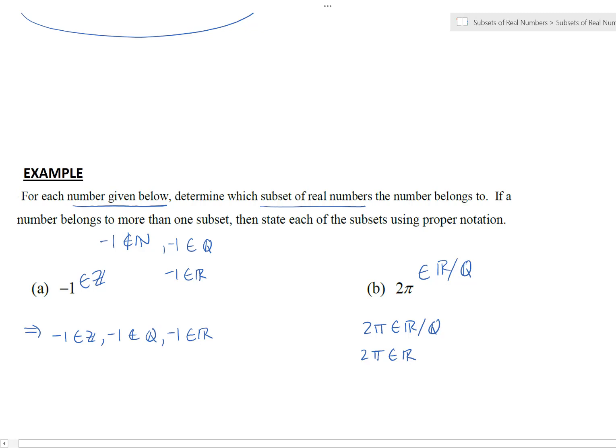So that's it for the video. Big thing in this video: subsets, and also how the real numbers are constructed and what different subsets are our main ones of focus that we'll be interested in. And that's the end of the video.